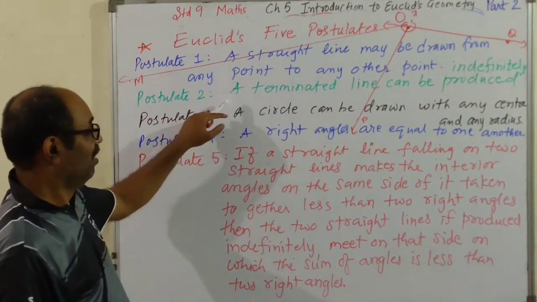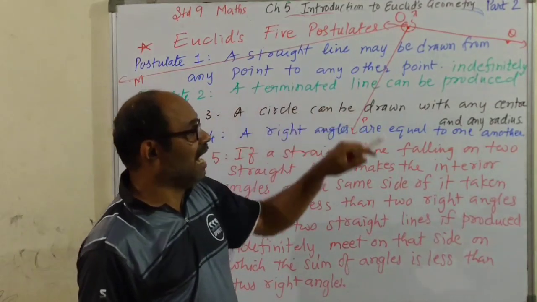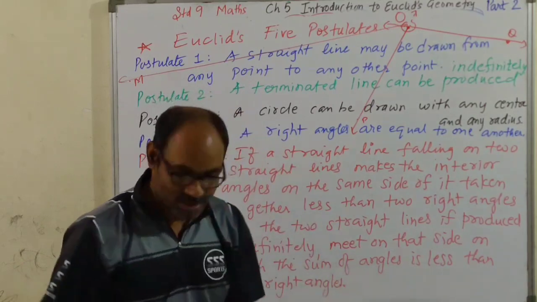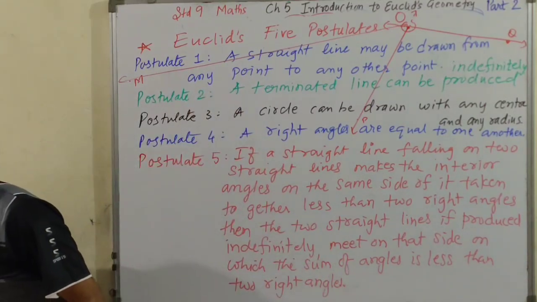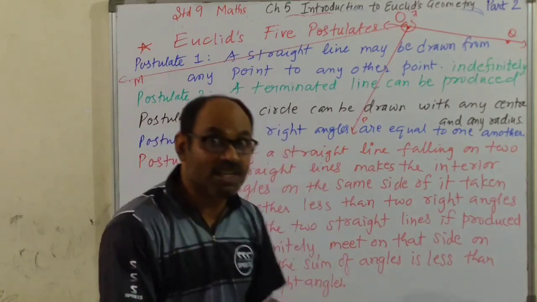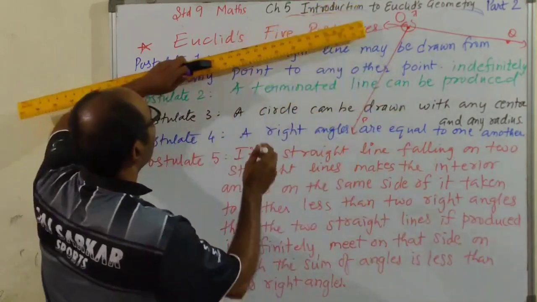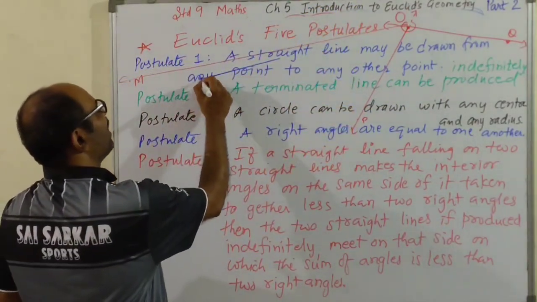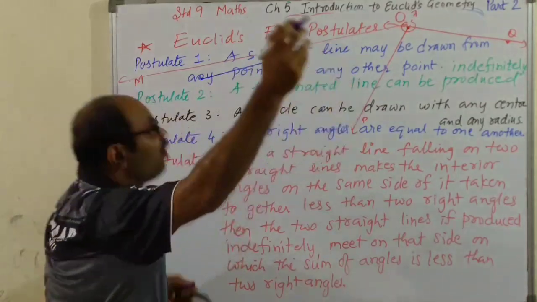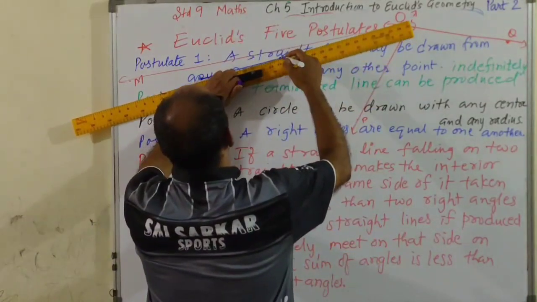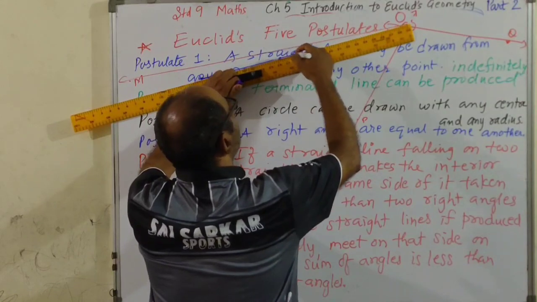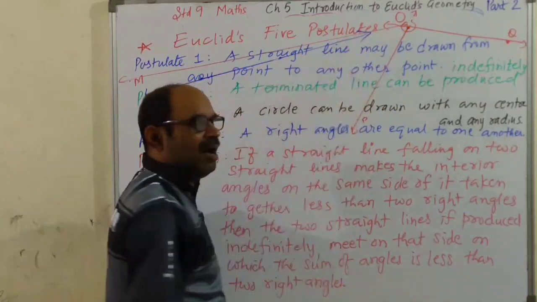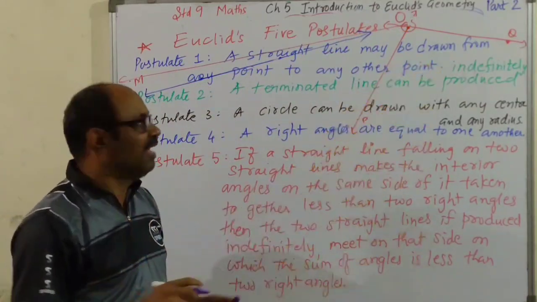Okay. Second, a terminated line can be produced. A terminated line can be produced. Terminated line means what? What is a terminated line? This one, here. This is a terminated line. See, it has end points. If you want to produce it, you can produce it. If you want to take it forward, extend it, lengthen it, this side also. It can be produced. Terminated means having two ends.